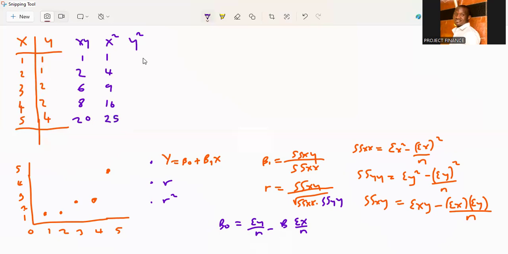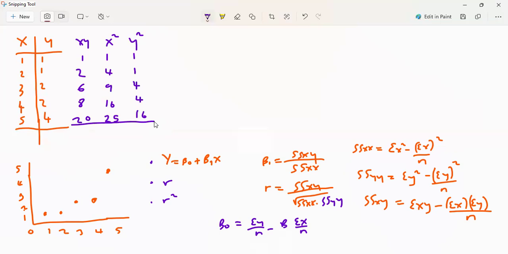Let's go to this column A. What is 1 squared? 1. 2 squared is 4. And 4 squared is what? 16. Are we together so far? Yes, we are following. All right.